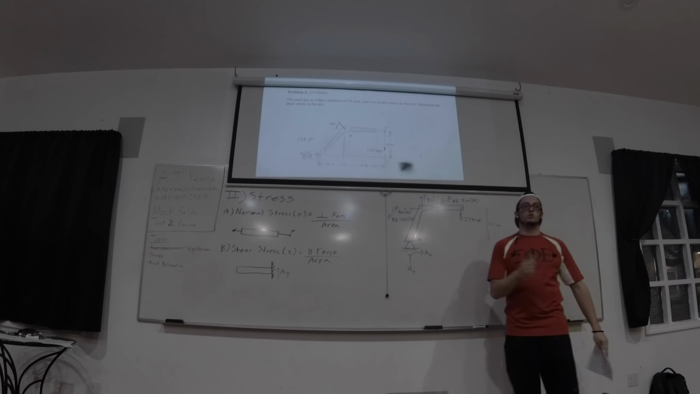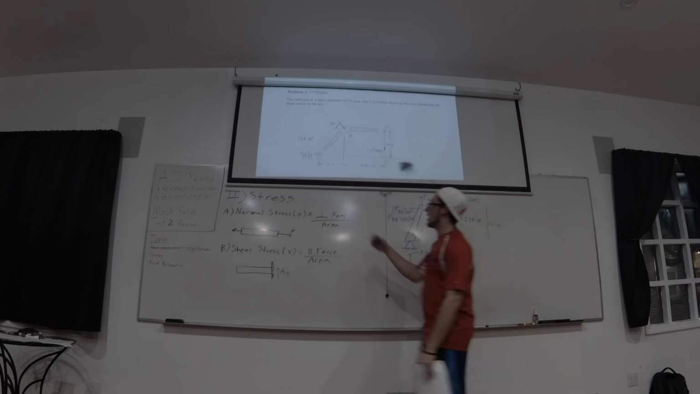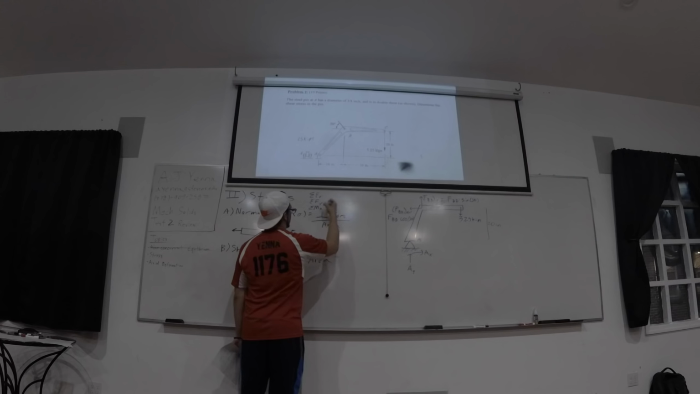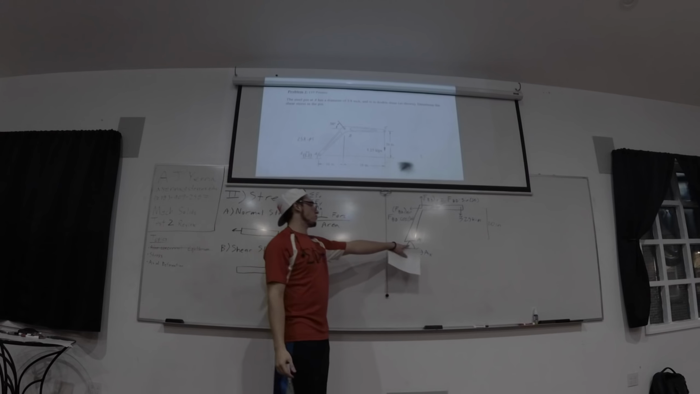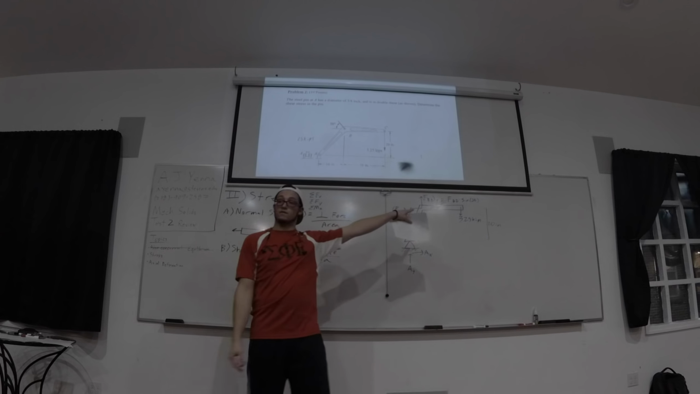So the exact same trick that I did in the first problem, the first calculation I'm going to do out of summation fx, summation fy, and summation of a moment through a point, is I'm going to take the moment through A because then both of these forces go away and we could solve for FBD in the first step.